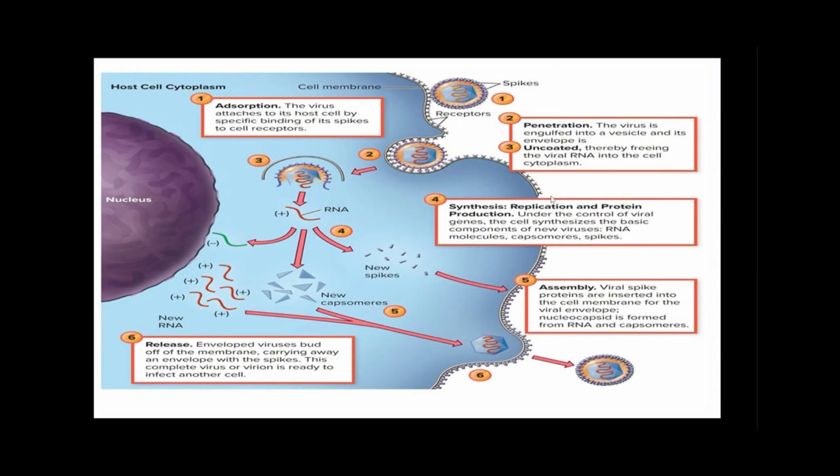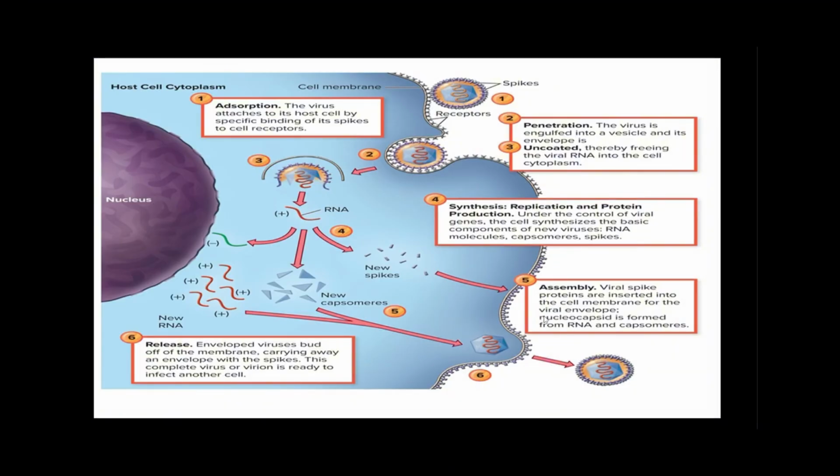Number 4 is synthesis. Because the nucleic acid, either DNA or RNA, was injected, the viral nucleic acids now have control over the host's metabolic functioning. This means that the host cell is manipulated into synthesizing protein, RNA molecules, capsomeres, and spikes for more viruses.